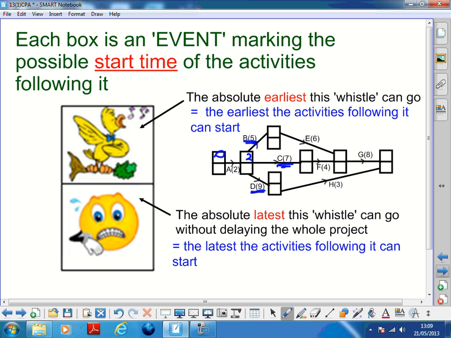On the other hand, if we're going to finish by a certain time, say we're going to get the whole job done in 10 days, well, activity H is 3 days long. So the absolute latest that H could start is day 7, because otherwise it's going to finish past day 10. So the top numbers are the absolute earliest that this event could happen, and the bottom ones are the latest the event could happen. The event is saying that the jobs leading into it have been completed, so the next set of jobs can start. So that's what an event is.